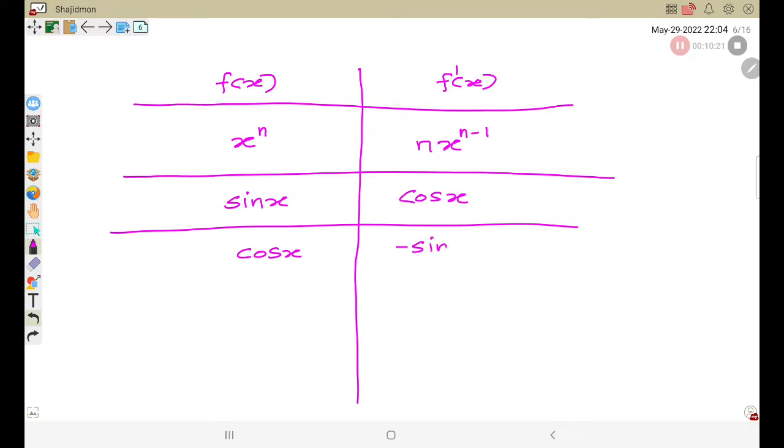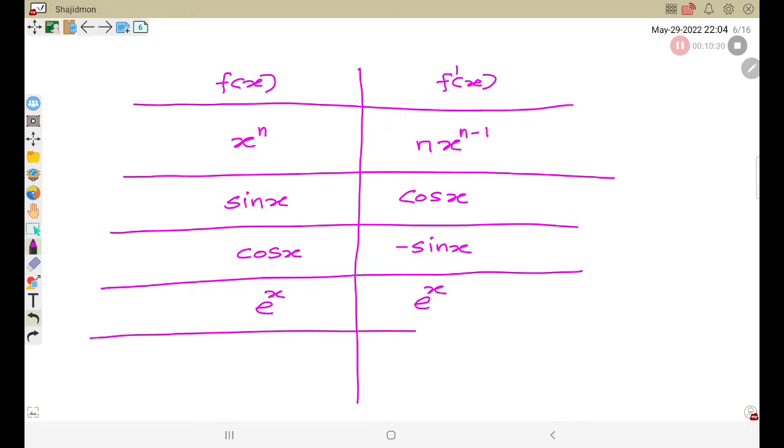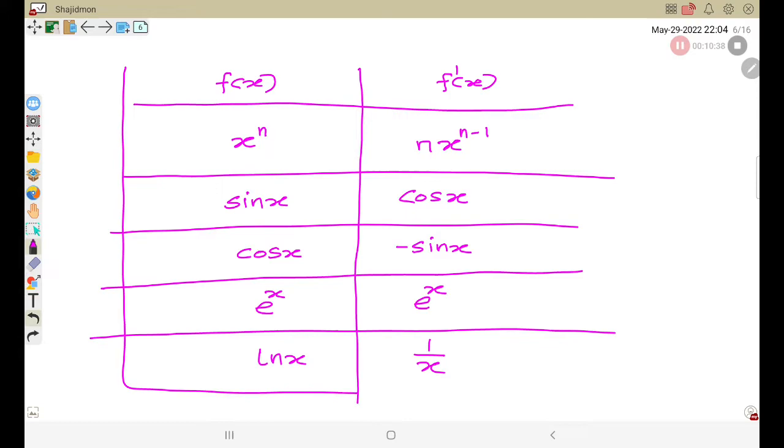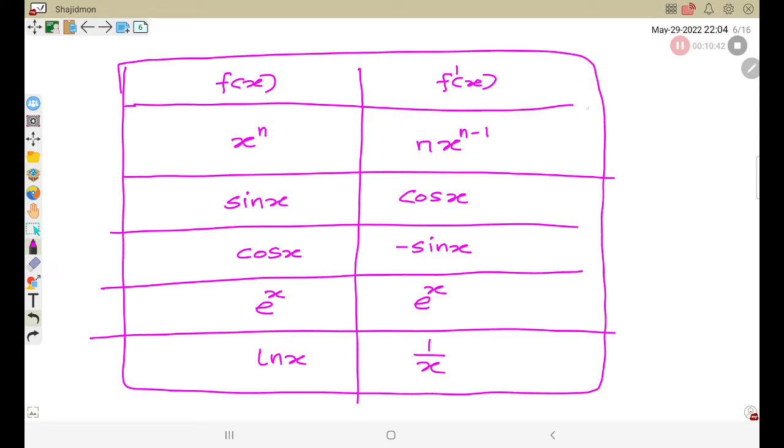Minus sin x. Now in a similar way, the e power x derivative is the same as e power x, and lastly the ln x derivative is 1 over x. So just remember these basic derivative rules for doing questions, because in Newton's method we need to find the derivative, correct, in the rule. So x power n gives n x power n minus 1, sin x derivative is cosine x.